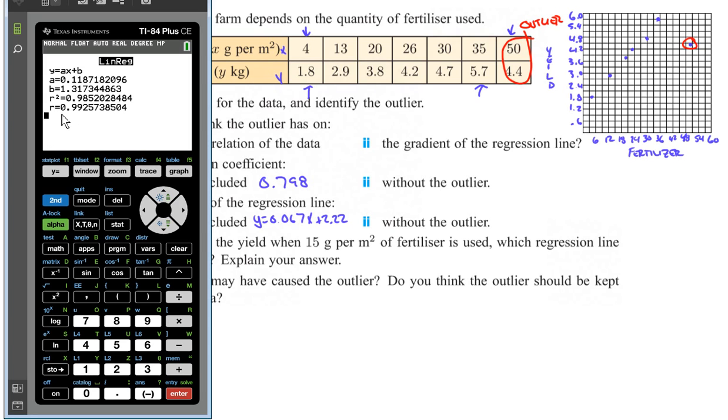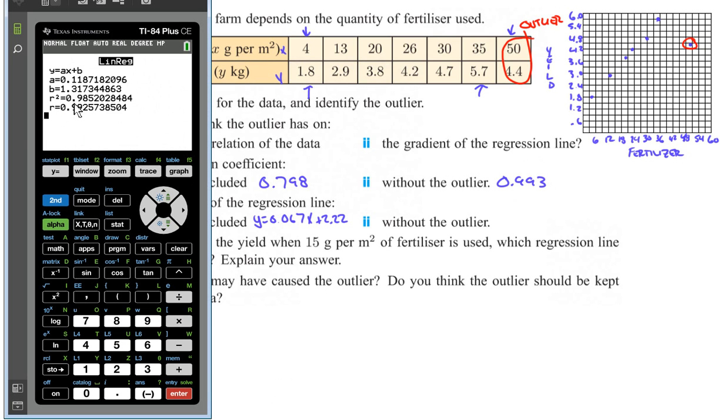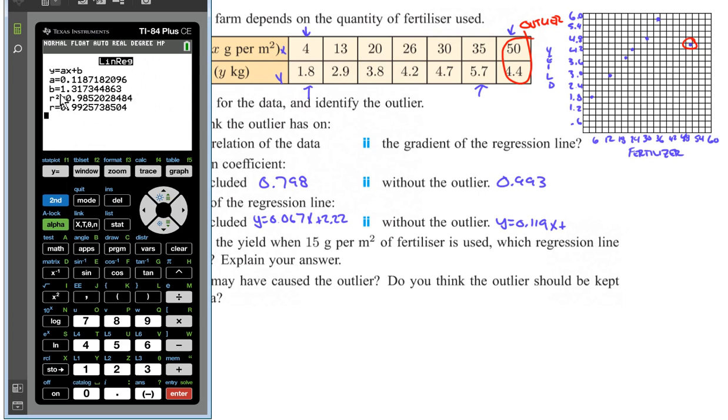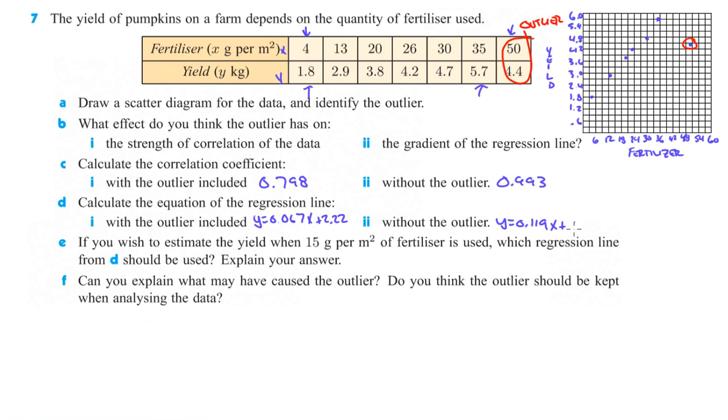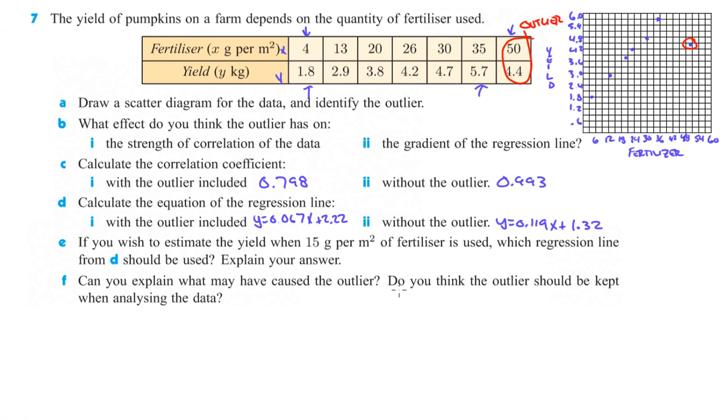Now the R value is 0.993. And the regression line without the outlier is 0.119x plus, and our y-intercept was 1.32. Is that what we said? 1.32. Okay, so there's the correlation coefficient and the regression line with and without the outlier.